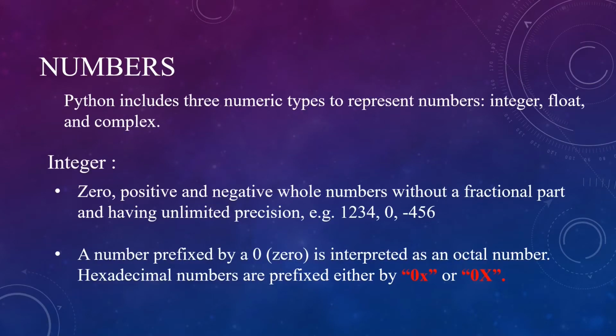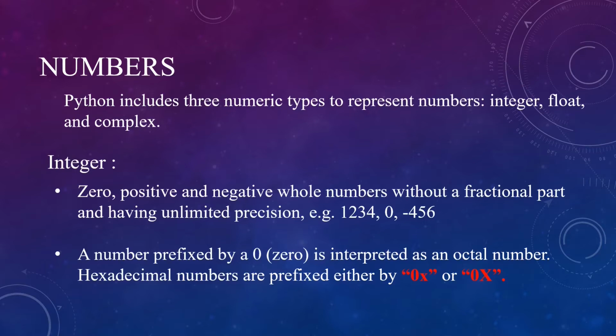Numbers. Python includes three numeric types to represent numbers. They are integer, float, and complex. In Python, there are three different kinds of number data types. They are integer, float, and complex. First, let's see about integer.